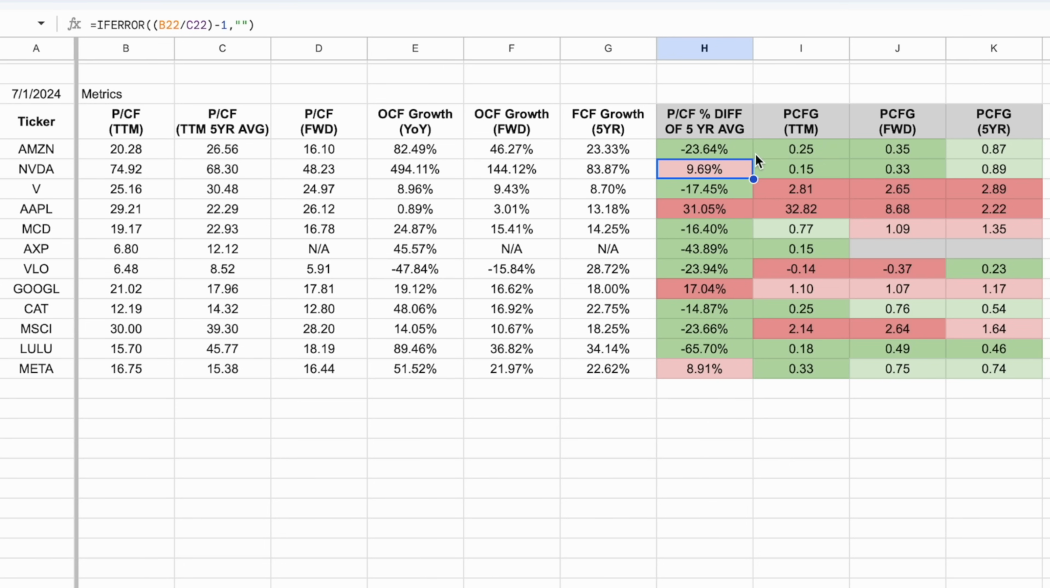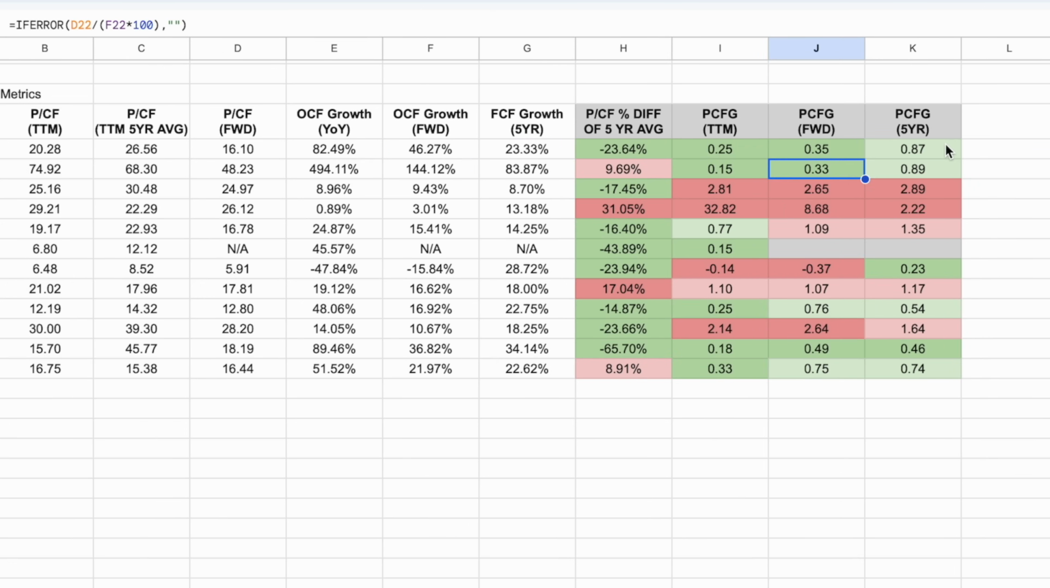Now next is price to cash flow to growth for the trailing 12 months, where I simply divide the price to cash flow by the operating cash flow growth rate that's on the same timeline. And then I do the same thing for the projected price to cash flow and projected operating cash flow growth rate. And then lastly, I compare the trailing 12-month price to cash flow by the levered free cash flow 5-year compound annual growth rate. Now, in theory, it would be better to compare that growth rate to a price to free cash flow number if I had it readily available, but I don't, and I don't think it's worth the time to calculate, and I'll explain why later.